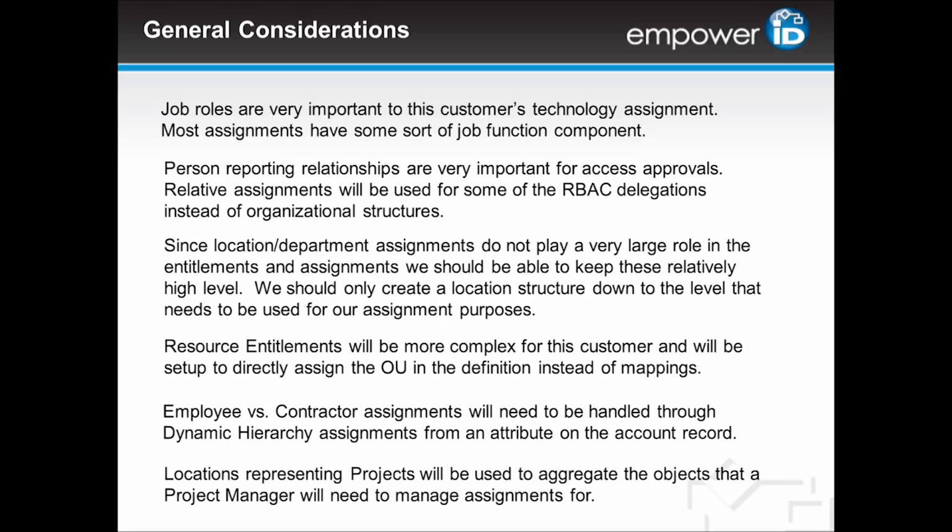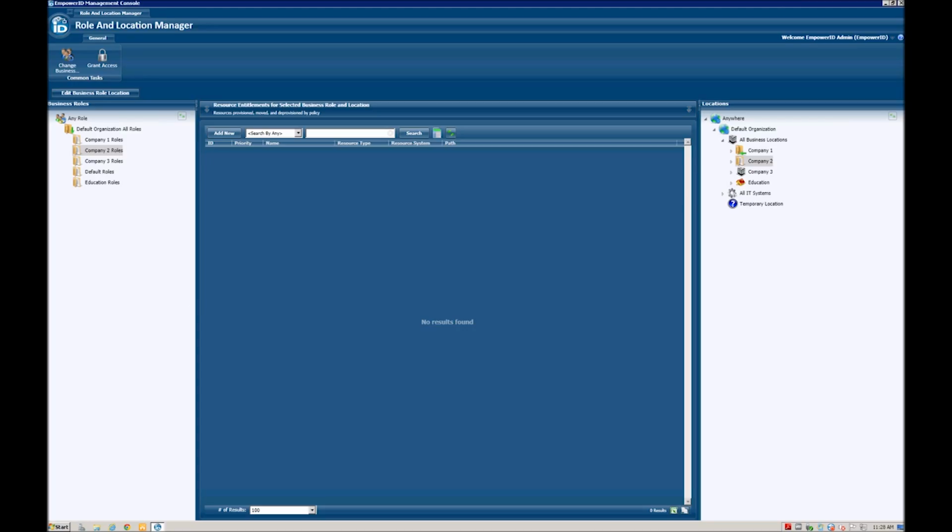manage assignments for. All right, so let's go over to our server and take a look at how we're going to end up configuring this particular company in our role and location assignments. So once again, we're back here to our role and location manager where we can see our roles, our role tree, and our locations tree in a nice single view here. So we'll come over here. I've got our company 2.